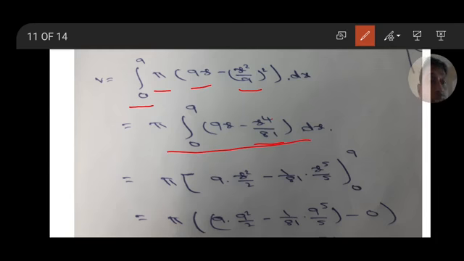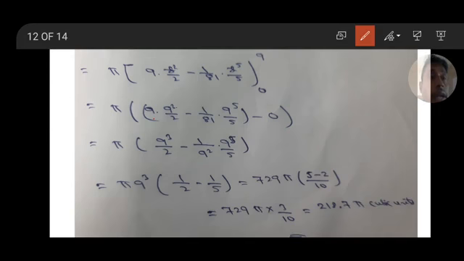Next, integration of pi into 9, x integration is x square by 2, 1 by IT1 coefficient, x to the power of 4 integration, x to the power of 5 by 5, from 0 to 9. So upper limit minus lower limit: if you substitute 9, pi into 9 square by 2 minus 1 by IT1 into 9 to the power of 5 by 5, and 0. If you substitute 0, this term is 0, this term also 0, total 0. Okay, simplification only.